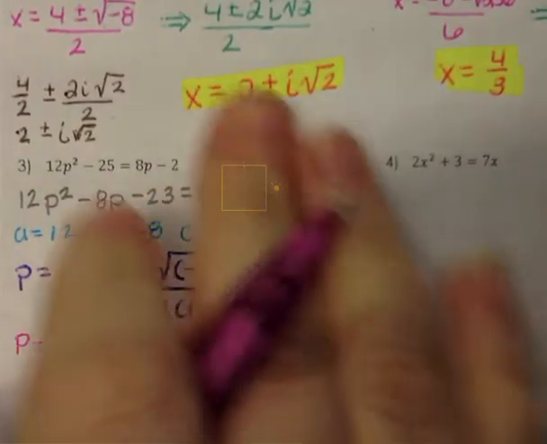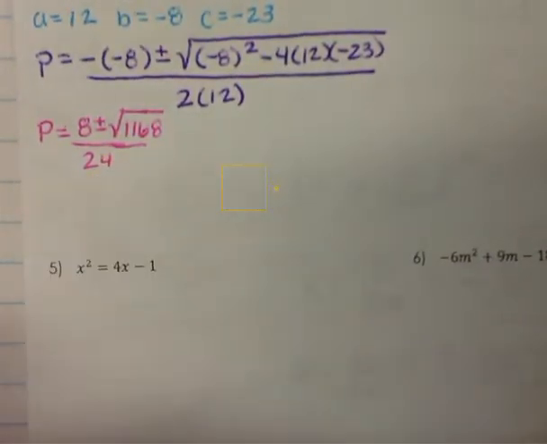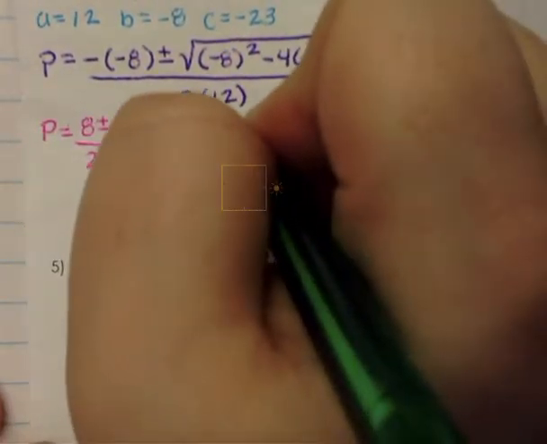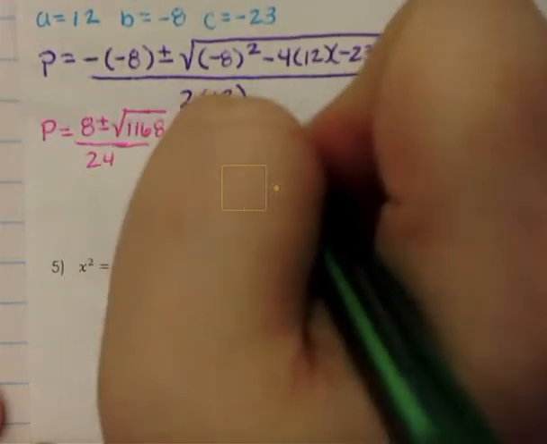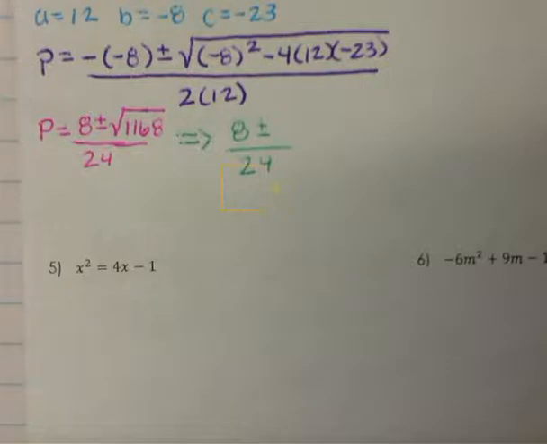1,168 is our discriminant. That means that we will have one answer written together, but we will have two solutions. So we can go ahead and write this as, draw an arrow out here. This is still 8 plus or minus, and it's going to be all over 24. Now we need to simplify the square root of 1,168.